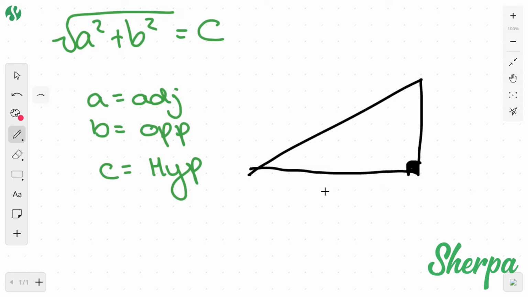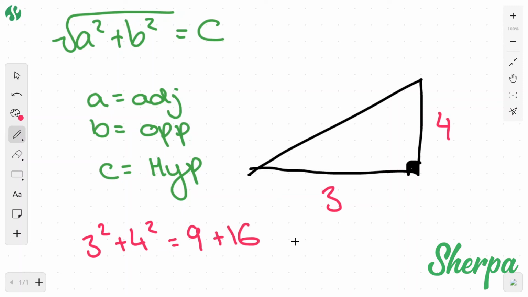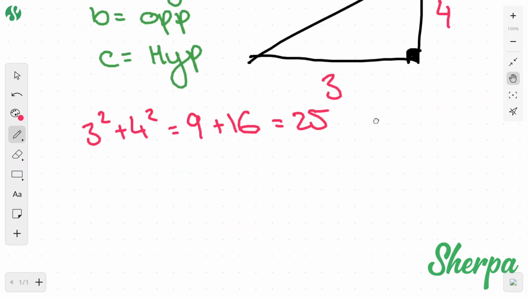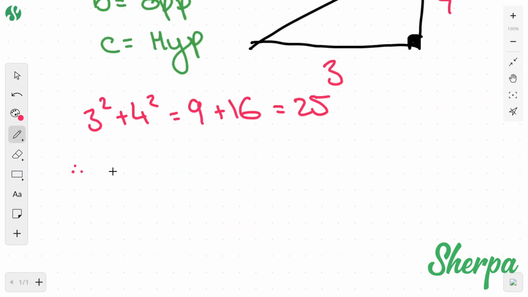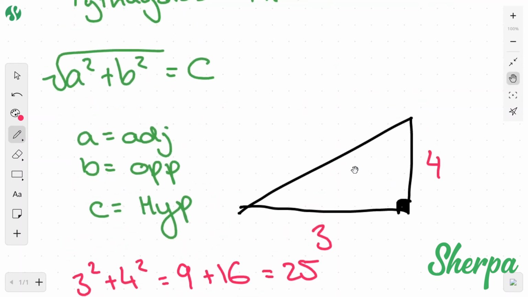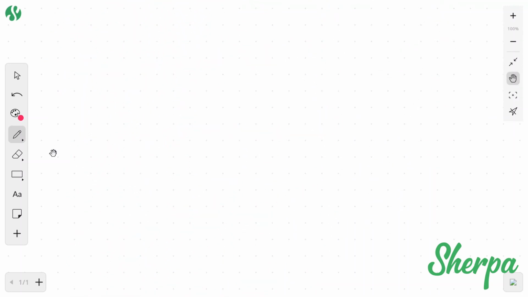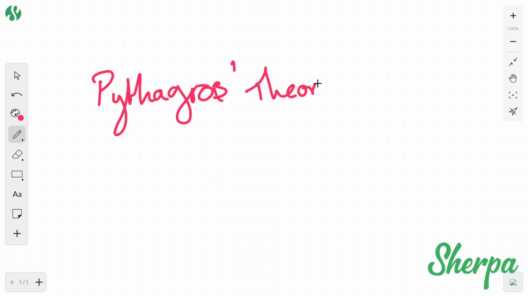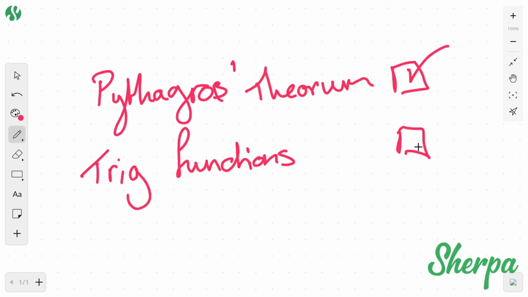If I have a right-angled triangle with, say, 3 and 4 as our lengths on the sides, well, we take 3 squared plus 4 squared, 9 plus 16 equal to 25. So our hypotenuse squared equals 25, and then we square root that, so our hypotenuse becomes 5. And there we have it. We figured out the final length of the triangle, the hypotenuse, using Pythagoras' theorem. And that covers all of our content for today, so the bonus of Pythagoras' theorem and the trigonometric functions.